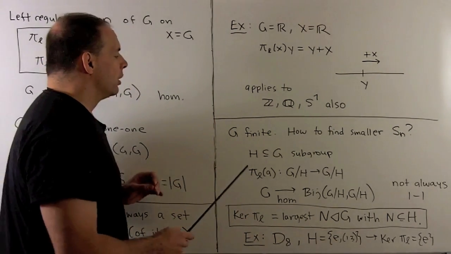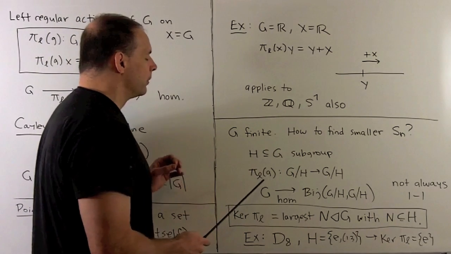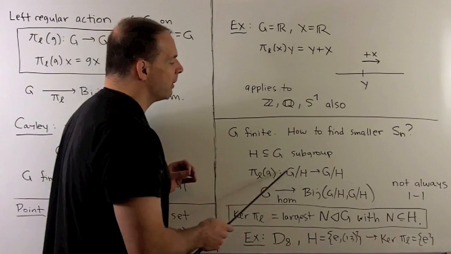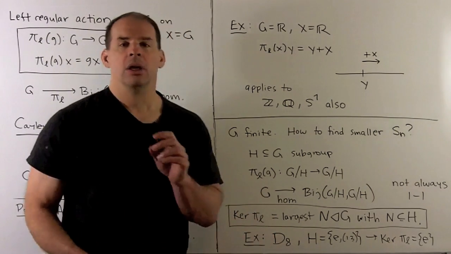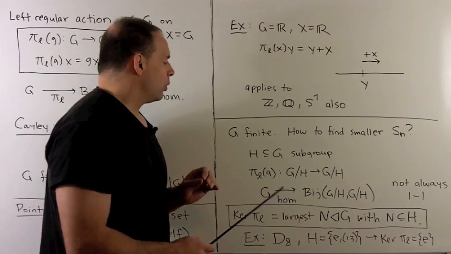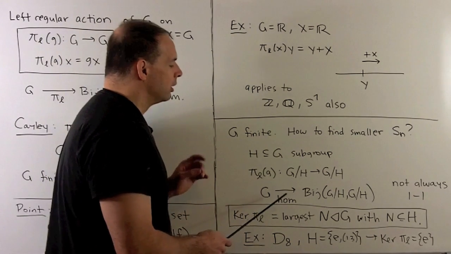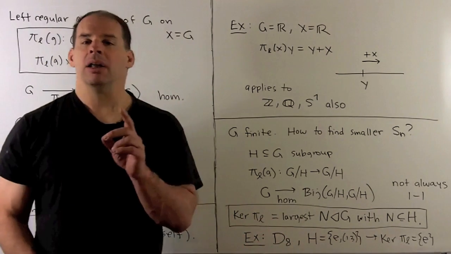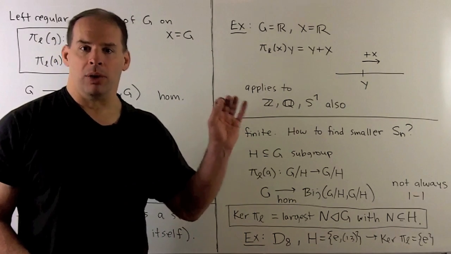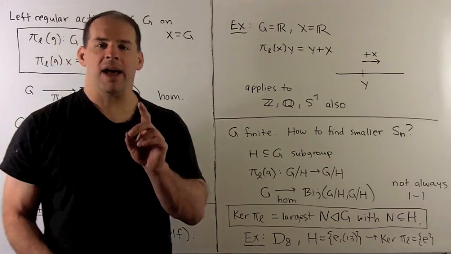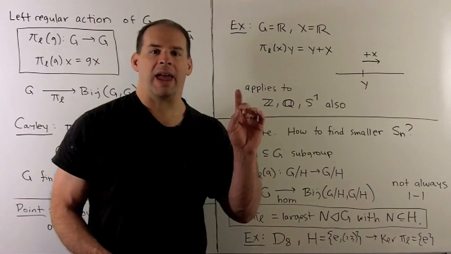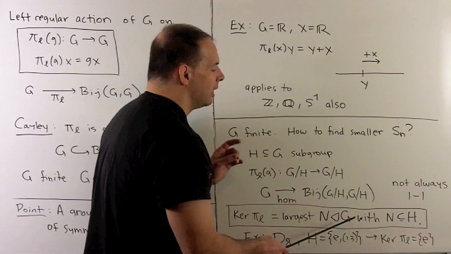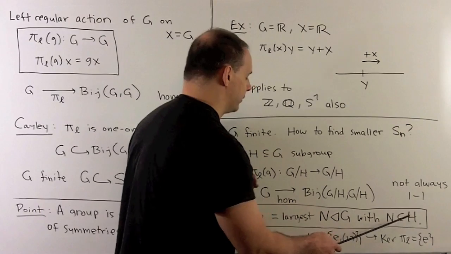What we did, we took a subgroup H in our group, and we considered the left regular action from the left coset space for H back to itself. So we had everything as before. We had that pi was a homomorphism from our group to the group of bijections from the coset space to itself. But pi was not always going to be 1 to 1. So we had to ask, what's the kernel of pi? The answer: the kernel of pi was going to be the largest normal subgroup of G that was contained in H.